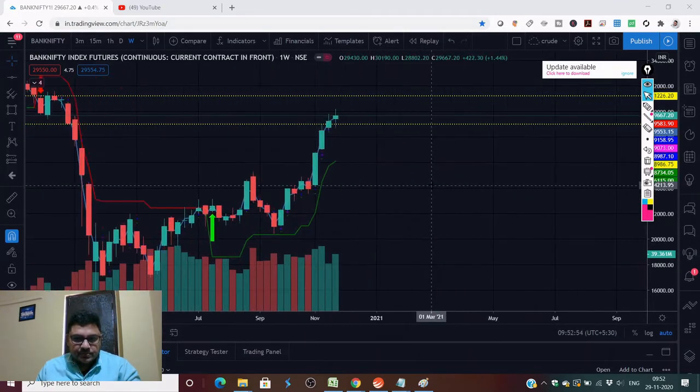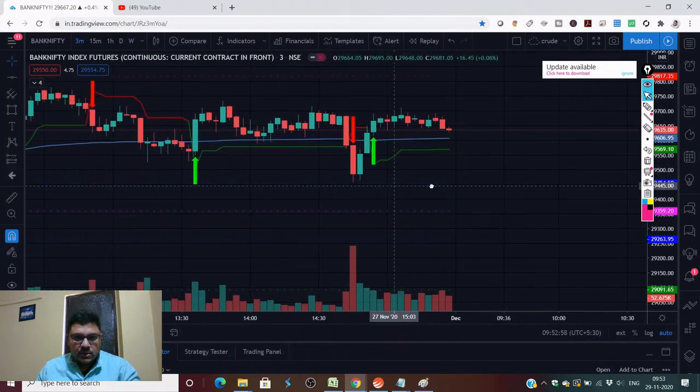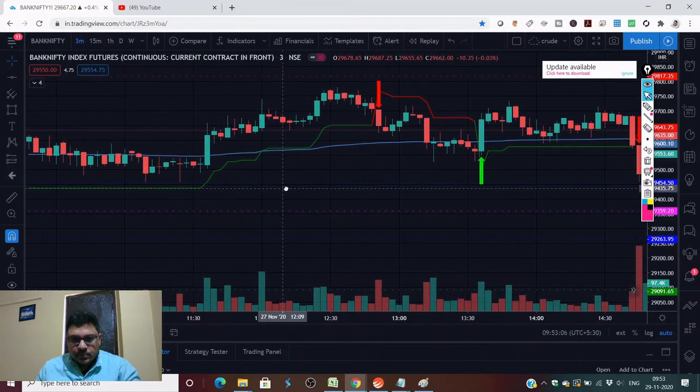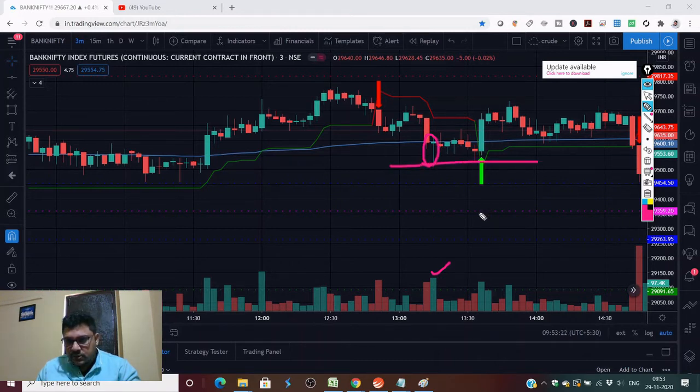Let me show you on a lower time frame so that we can see many more opportunities like this. See the volume here. This is below VWAP, below the 20 period moving average. On this candle the volume is pretty high, so you can definitely expect a reversal from here. If you take an entry and keep your stop loss below this, then this move would have been your profitable move.